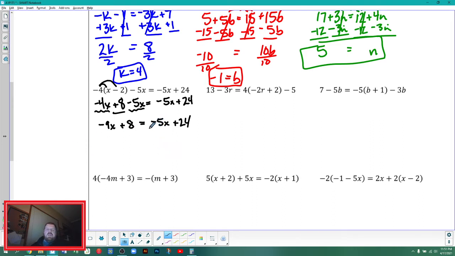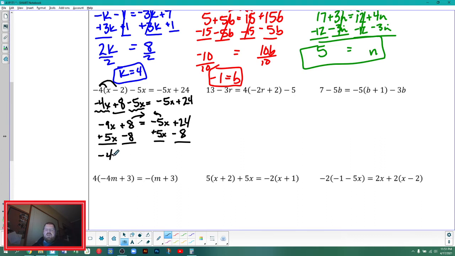Get the variables on one side, numbers on the other. Let's go ahead and move variables that way, numbers that way. If you just want to go with the same thing every time, feel free. That is okay. That is a decent way to do it. I am going to say it, but it's not that bad to be this way. It's kind of boring, right? It has no creativity. Sometimes we like creativity.